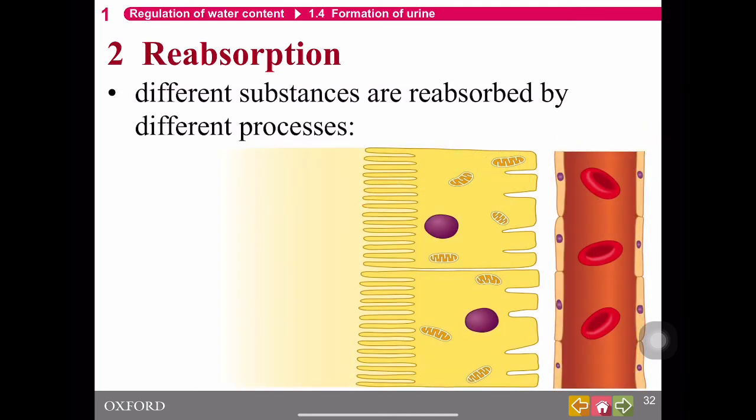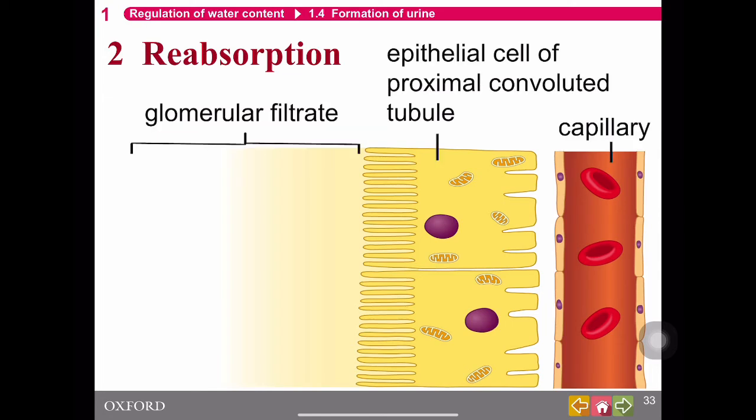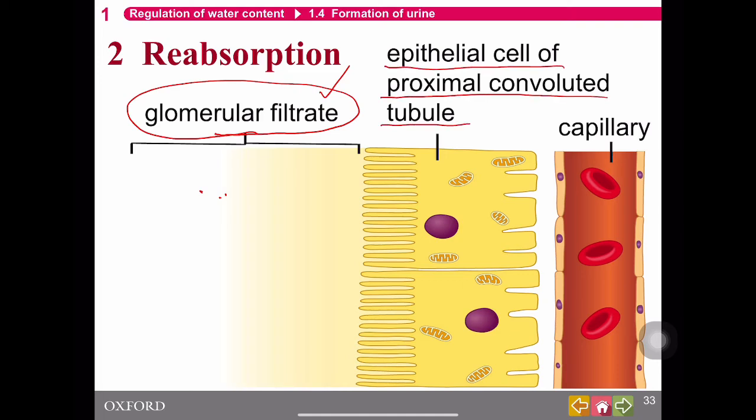Now let's look at the mechanism for different substances to be reabsorbed from the kidney tubule to the capillary. Okay, first let's identify different parts. The liquid here is the glomerular filtrate. So this is the lumen of the kidney tubule containing the glomerular filtrate liquid. And this is the epithelial cell of the proximal convoluted tubule. And of course, this is the capillary.